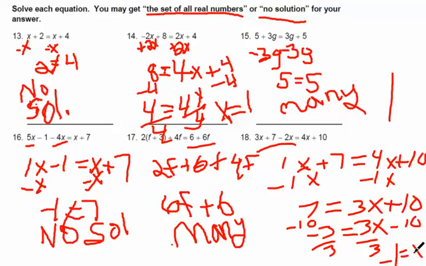So the only time it's no solution is if you get a false statement with no variable, like 2 does not equal 4, or negative 1 is not equal to 7. The only time you'll get many solutions is if you lose the variable and you get a true statement like 5 equals 5. In this one, you'd get 6 equals 6. And that's true, so you'd get many solutions. So I hope that helps. Thank you very much.